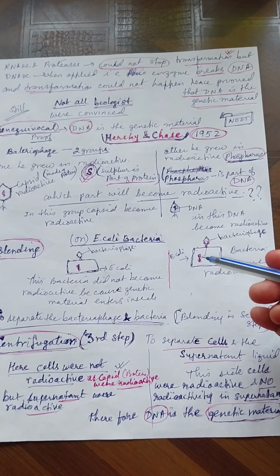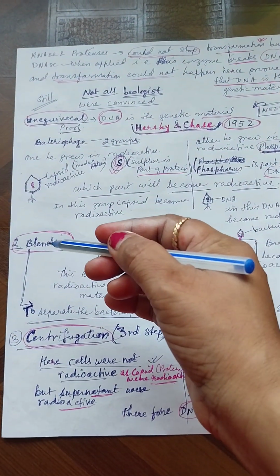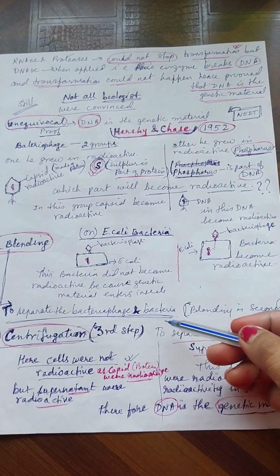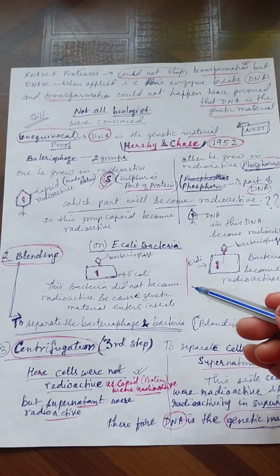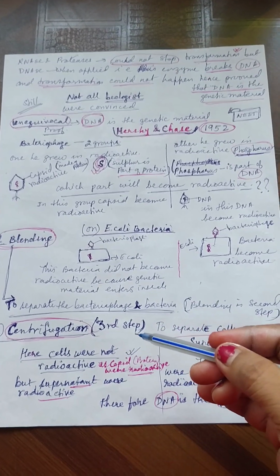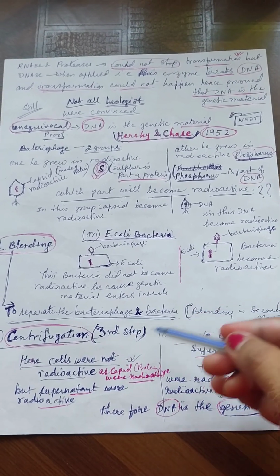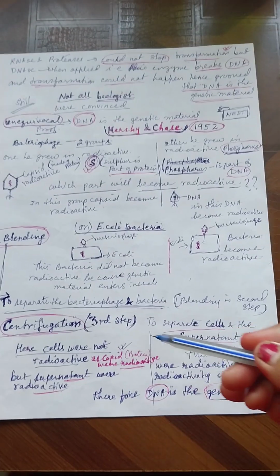So now what? The second process is to separate this bacteriophage from the bacteria. This phase is known as blending. This is done to separate the bacteriophage and the bacteria, which is the second step. Now these two are separated. Now the third step is centrifugation. Now what is done in this? Why is this done? Because of the high speed, the cells will separate from the supernatant liquid.